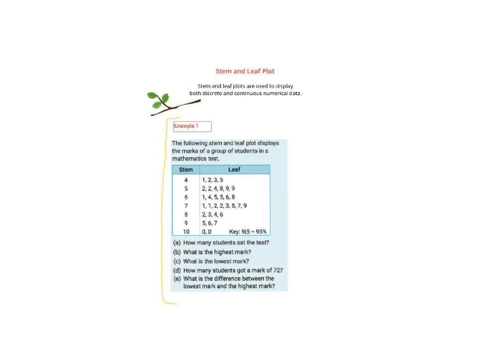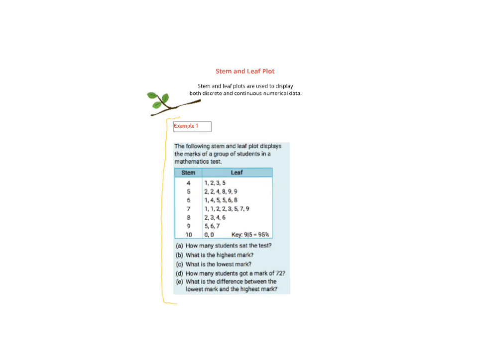So if you look here at example 1, we have a stem and leaf. This stem and leaf shows the marks of a group of students in a mathematics test. You'll notice here that it has the stem, so you can think of this like the branch, and then it breaks off into all the leaves.